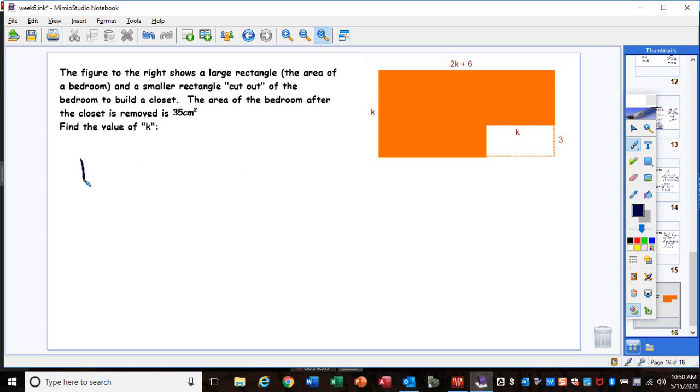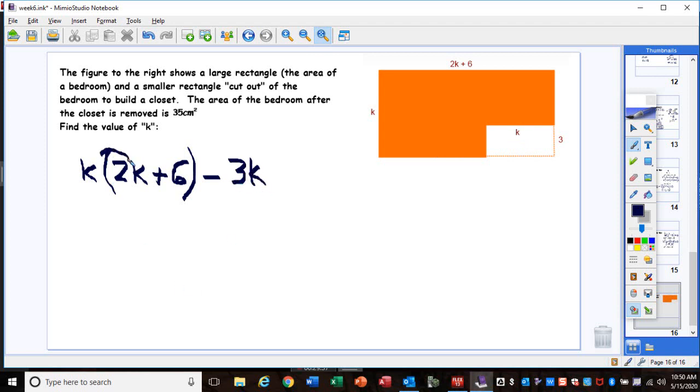So we're going to go k. I like this because this involves a lot of stuff that we've learned the past couple of weeks. We're going to take k times k plus 6. Whoa, Mr. Purdy, you lost me already. Okay, we're going to find the area of the whole rectangle. Remember, the area of a rectangle is length times width. So I'm going to take 2k plus 6 times k. All right, now we want to subtract the area of the closet. So minus, well, that's going to be 3 times k, which is just 3k.